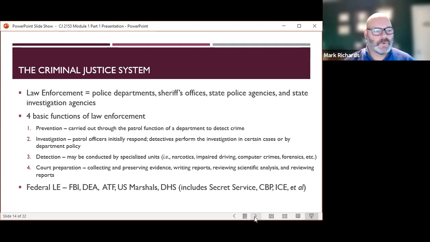and reviewing other reports. At the federal level, law enforcement is conducted by agencies like the FBI, the DEA, ATF, US Marshals, and elements of the Department of Homeland Security, like the Secret Service, Customs Border Protection, Immigration Customs Enforcement, and others.